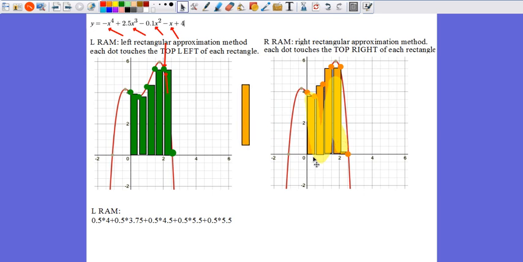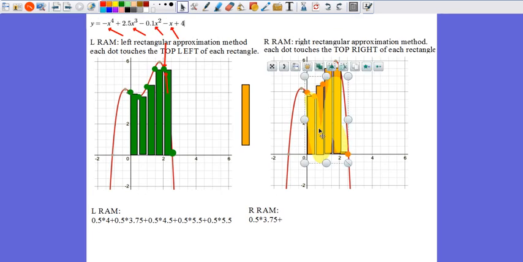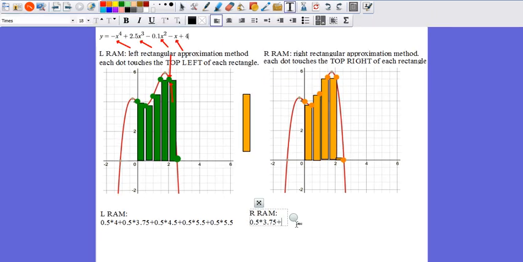So now let's go ahead and do right rectangular. Again, it's 0.5 for the width. Let's look at this first one, and it is roughly 3.75 for this first rectangle. The second rectangle is, again, the same width times the height of it. Let's estimate it just like we did before, to be 4.5.